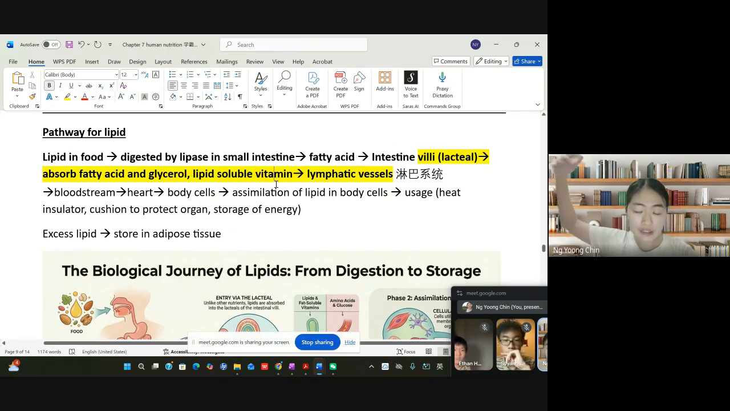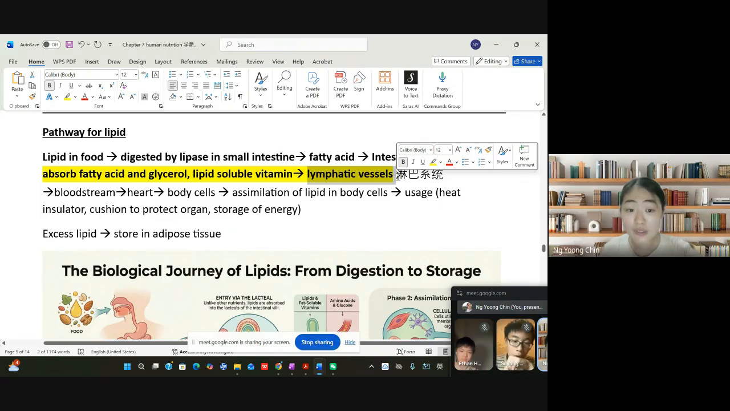So what happened just now? For the glucose and amino acid, they go from the blood capillary to the liver, and then from the liver to the body cell. Now for the lipid, from the lacteal to where? To the lymphatic vessel. They will not go into the liver, because they are absorbed by the lacteal.